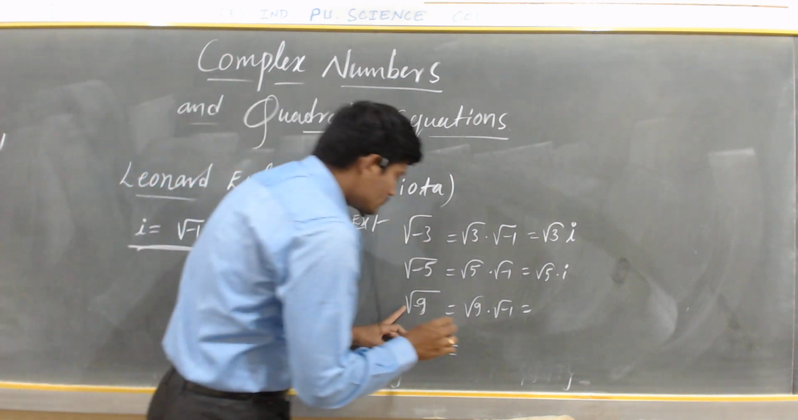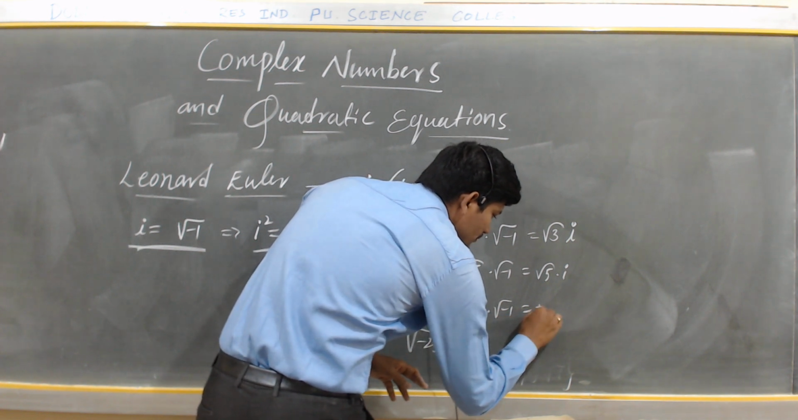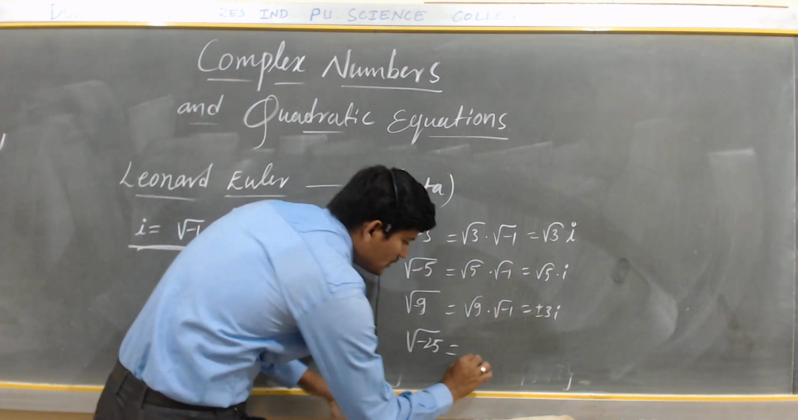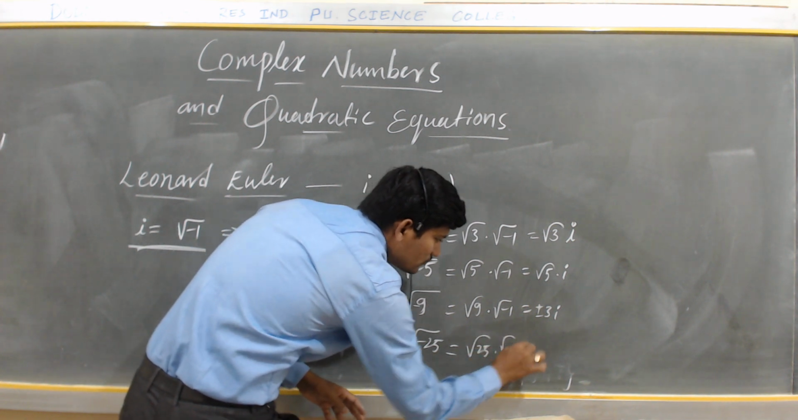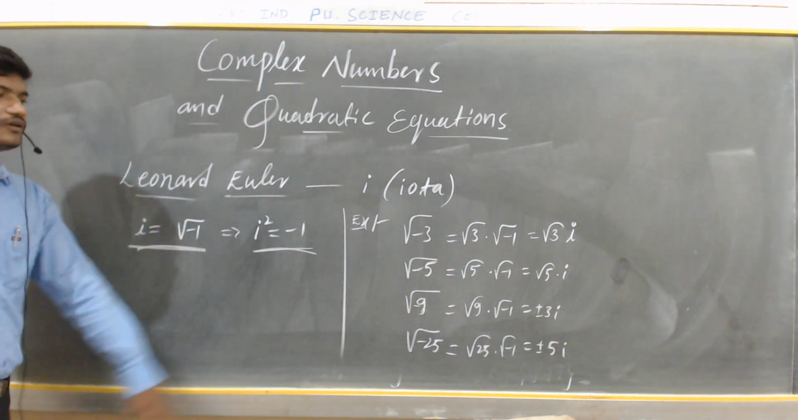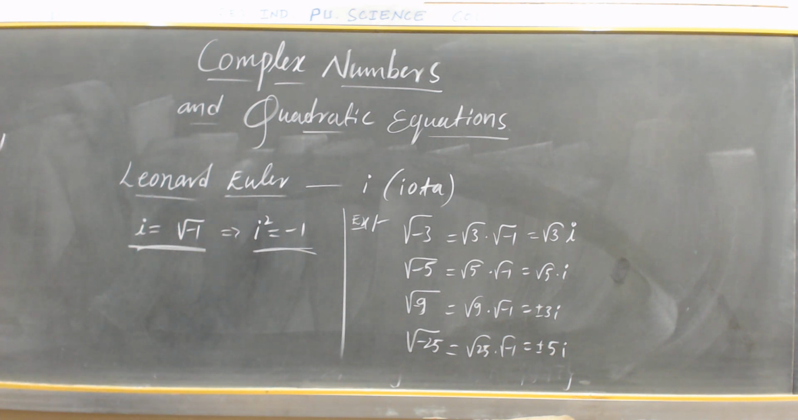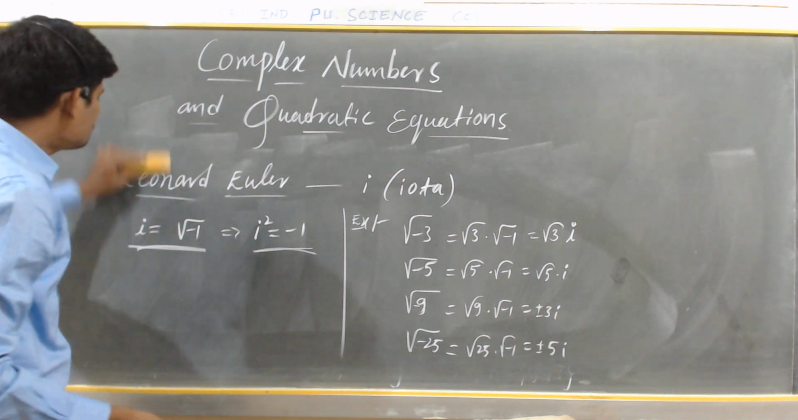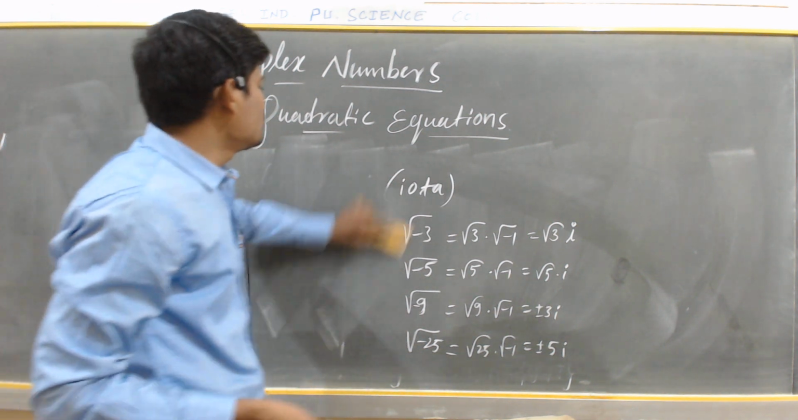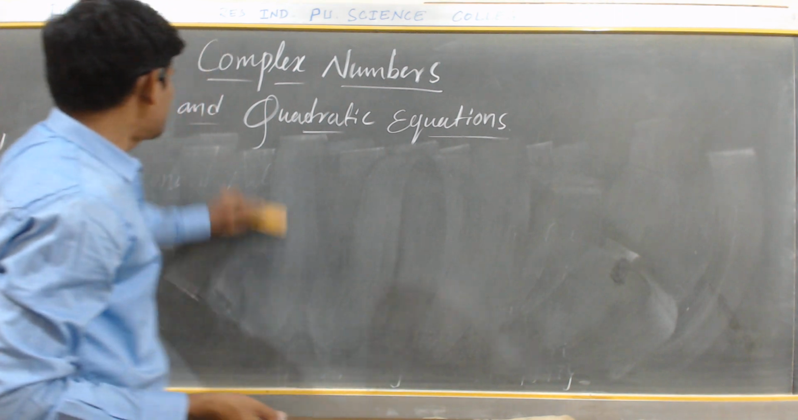Now square root of minus 9, root 9 into square root of minus 1, equals plus or minus 3i. Similarly, root 25 into square root of minus 1 equals plus or minus 5i. So these are examples of iota. Now some students are still confused about i. So for that purpose, I will write the imaginary number.